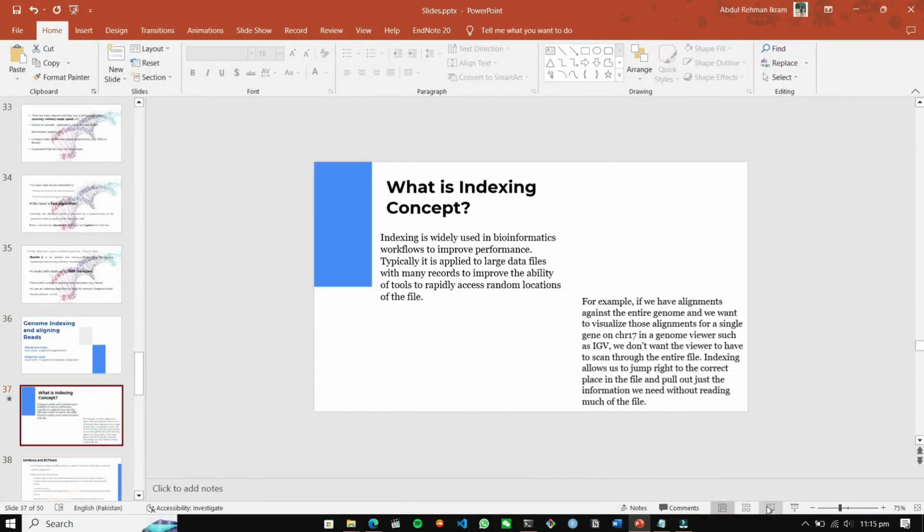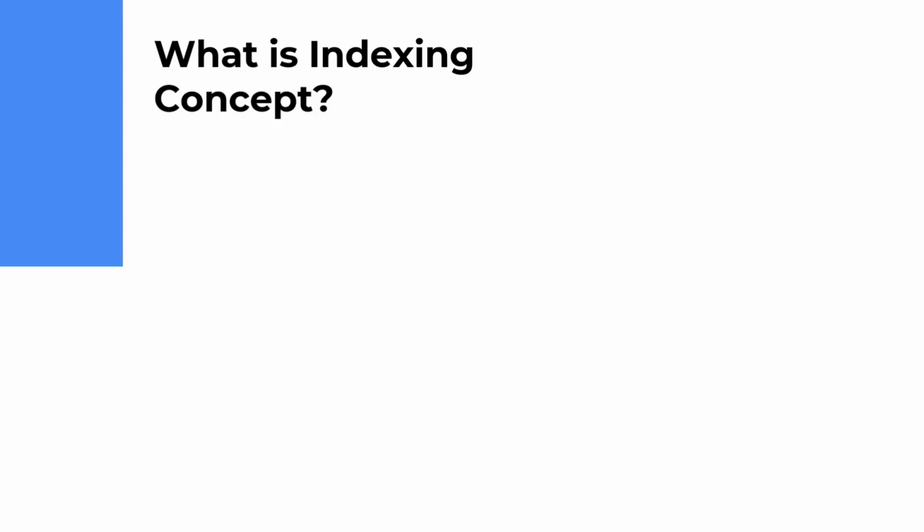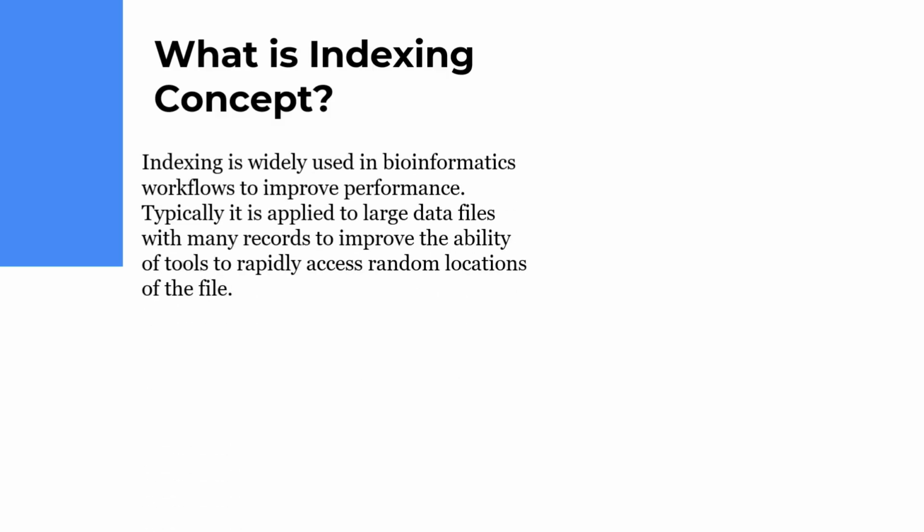If you are not familiar with indexing, it is now creating the index. So let me explain the indexing concept. Indexing is widely used in bioinformatics workflows for performance improvement. For example, for large data sets and large files with many records, we need to rapidly access random locations of the file. So we need to keep an index of that so we can divide it into sections. Indexing is basically division in bioinformatics.